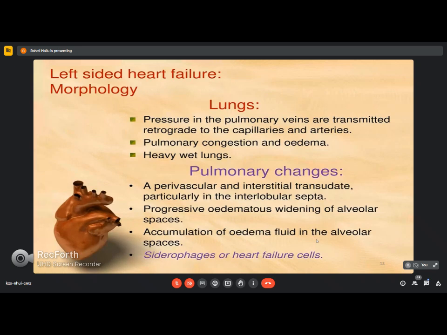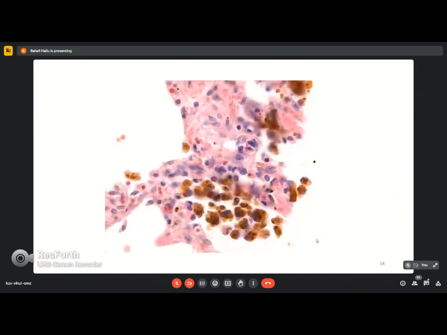In left ventricular failure, the pressure in the pulmonary veins is transmitted retrograde to the capillaries and the arteries. You would expect pulmonary congestion and edema. You will have heavy, wet lungs because the blood is not being pumped out into the systemic circulation. It's going back through the pulmonary circulation, and you would have congestion within the pulmonary circulation. So that is what we call left-sided congestive heart failure.